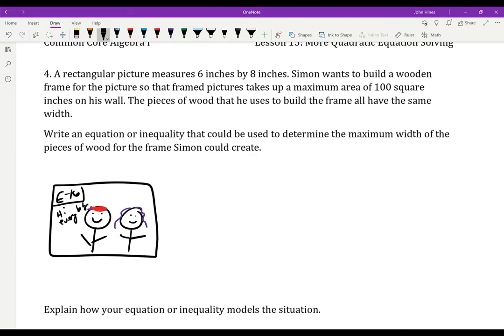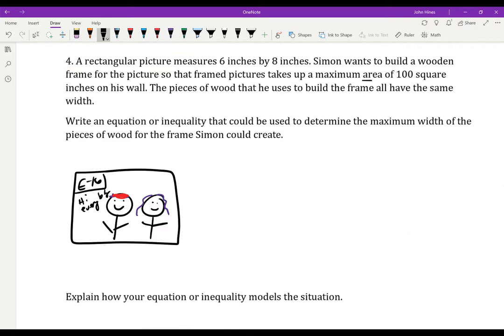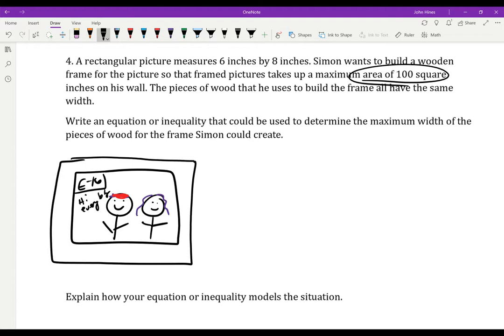So there's our picture. And Simone wants to build a frame around this picture so that it takes up an area of 100 square inches on the wall. So that'd be a huge picture, 100 square inches. So he's building a frame around me and Miss Brusler's 6 by 8 picture. So I'm adding X in each direction. So I need to know about this new rectangle.